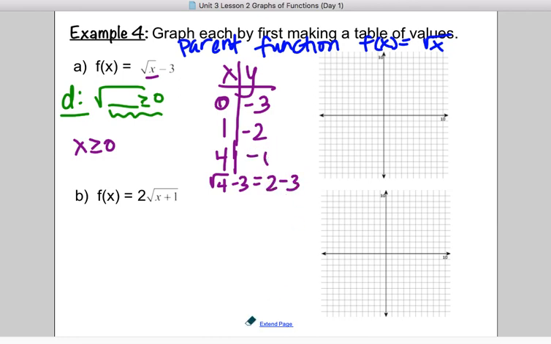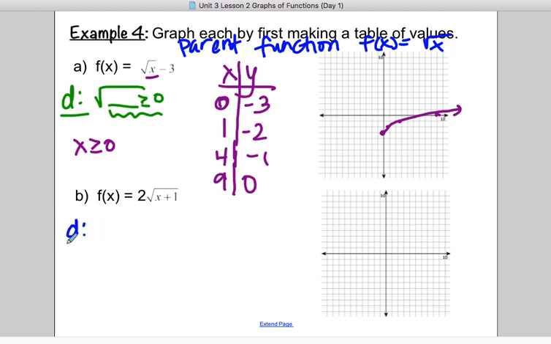If I were going to continue with my table, who would be my next best number to plug in? 9, because the square root of 9 is 3. 3 minus 3 is 0. Okay. So when I plot this, I would have 0, negative 3. I have 1, negative 2, 4, negative 1, and then 9, 0. And square roots are only for x's greater than 0, so there should be nothing on the left-hand side, and this would be my square root function. Okay.